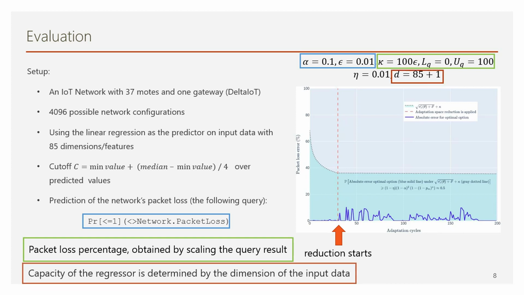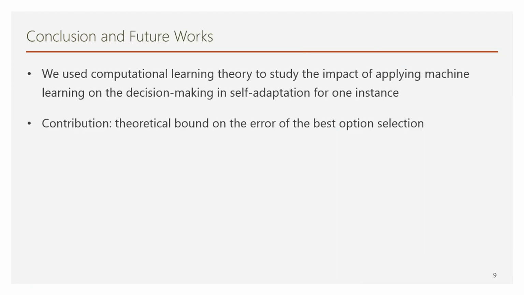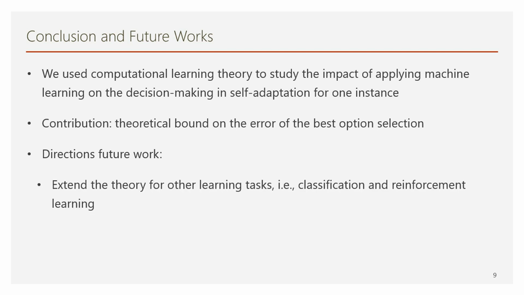For the VC dimension of the learning method, as we are using a linear regressor on input data with 85 dimensions, we can say it is 86 based on a lemma in computational learning theory. In sum, this paper contributes a theorem that defines a theoretical bound for one instance on the impact of applying a machine learning method. The work presented in this paper can be extended to classification tasks that apply to the decision making of threshold goals.